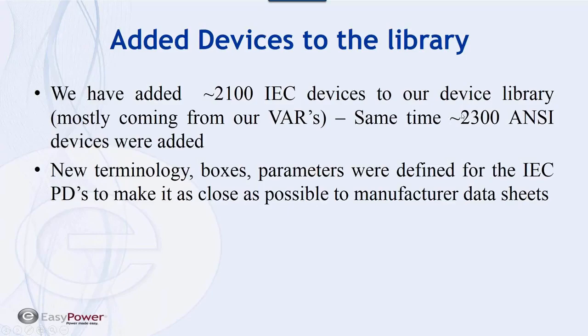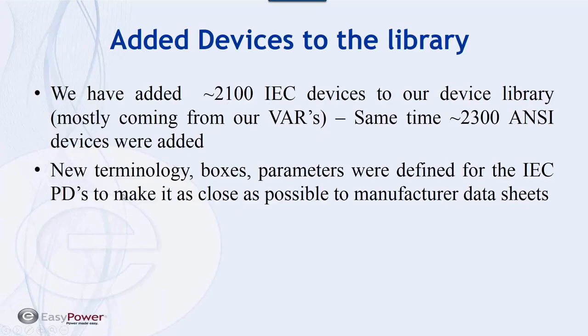2100 IEC devices are added. At the same time, 2300 ANSI devices were added. Of course, ANSI has been around for a long while, and us being in North America, it's much easier to add those devices. I just wanted to make a comparison of how much effort we have made to reach out to other users, other points, other regions, and add IEC devices.